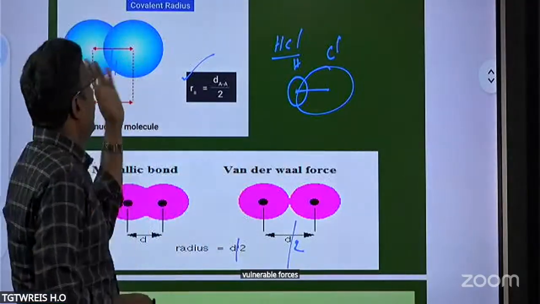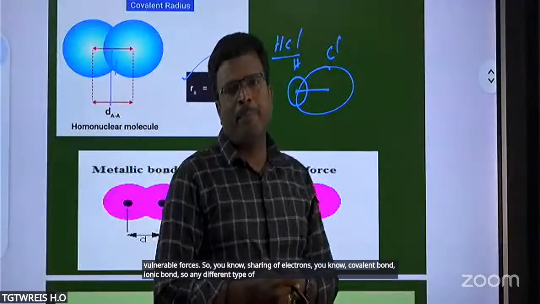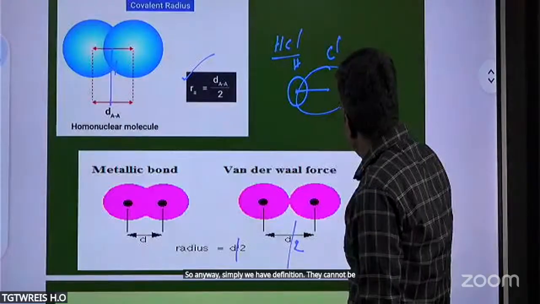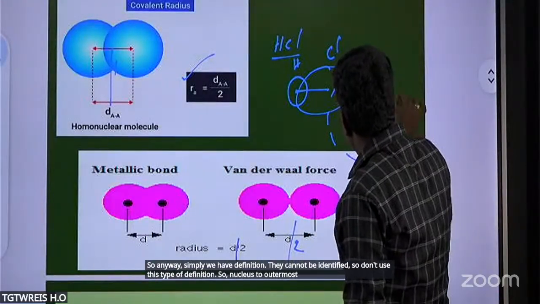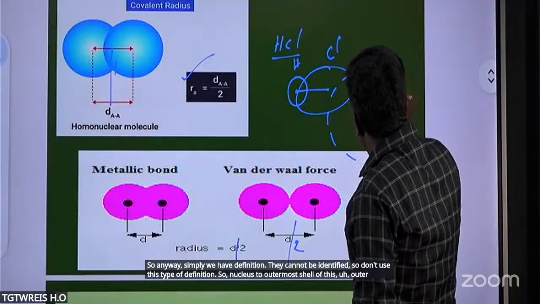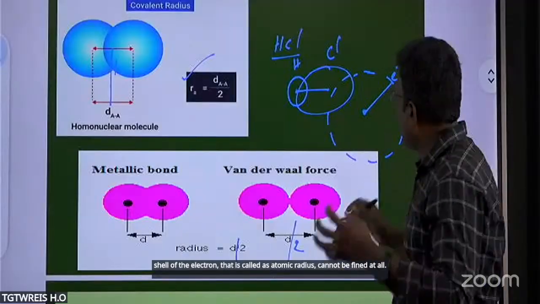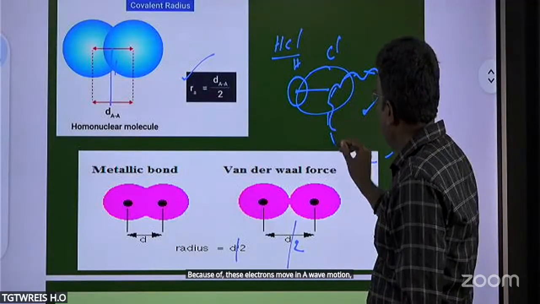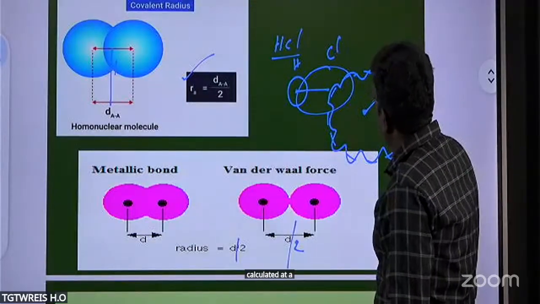So you know sharing of electrons, covalent bond, ionic bond, so different types of bonds are there. Anyway, the simple definition of atomic radius cannot be identified, so don't use this type of definition. The distance from the nucleus to the outermost shell electron, that is called atomic radius, cannot be found at all, because electrons move in a wave motion, right? That's why the atomic radius cannot be calculated at a time.